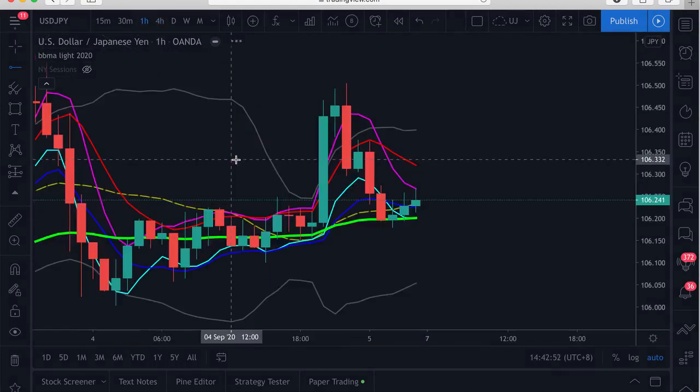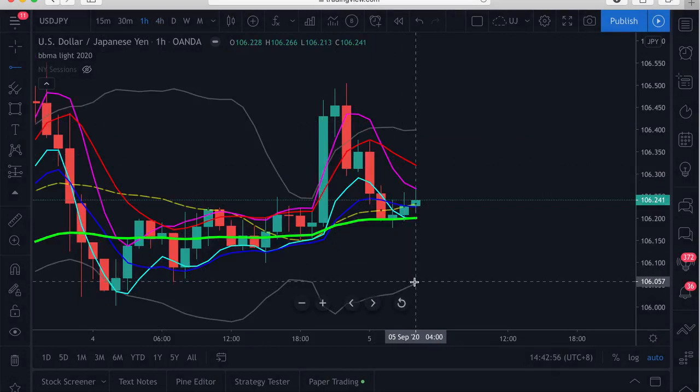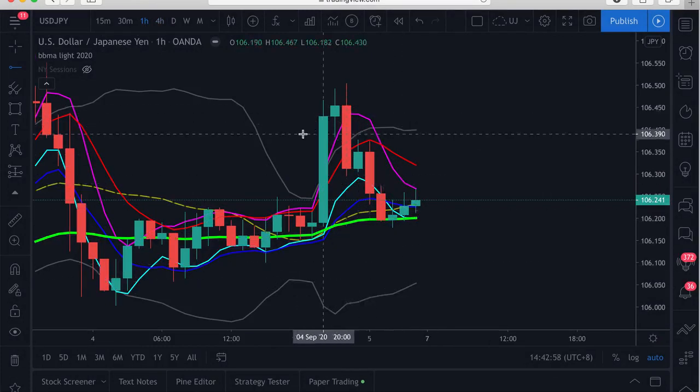And if we look at H1, we have a CSM. There is no opposite CSM sell to invalidate the buy setup. So USD JPY is an instant buy on H4.